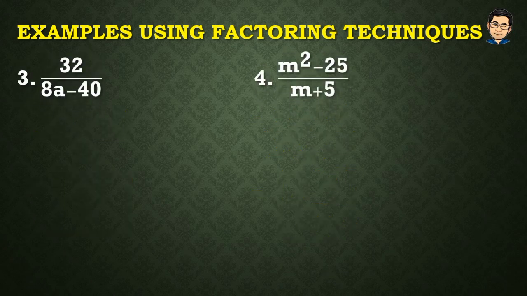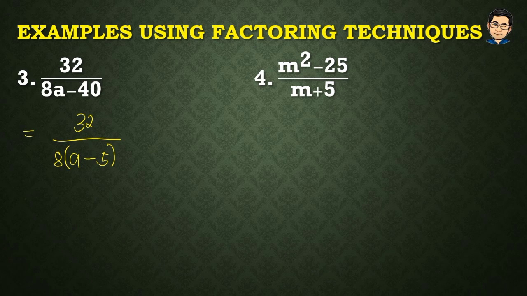Next example, 32 all over 8a minus 40. So rewrite lang natin yung 32. And then, what is the greatest common factor of 8 and 40? That is 8. So i-factor natin yung 8 and then yung term sa loob ng parenthesis. So 8a divided by 8. So makakancel yung 8. A na lang matitira. Negative 40 divided by 8, that is negative 5. So ayan po ang factored form ng 8a minus 40. 8 times the quantity a minus 5.